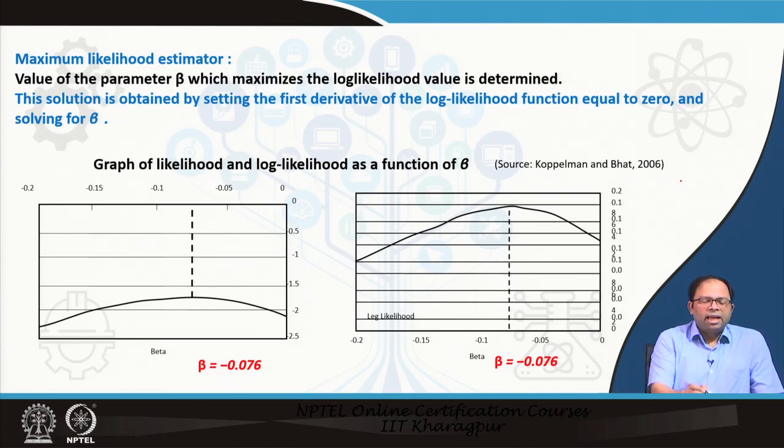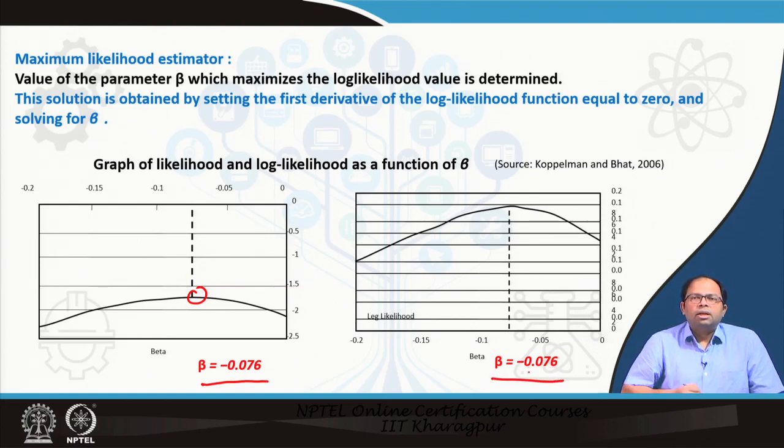So, the maximum likelihood estimator shows that the value of parameter beta which maximizes the log likelihood value is determined, and this solution is obtained by setting the first derivative of the log likelihood function equal to 0 and solving for beta. We take the derivative equal to 0, the slope, because at one point there is no change in the slope, it is the portion that we have to determine. So, that is why we take a derivative, and this shows the graph of likelihood and log likelihood as a function of beta. So, we take the point where the slope becomes 0, and this is the point where we see beta is equal to minus 0.076. So, that is how we estimate the beta value.